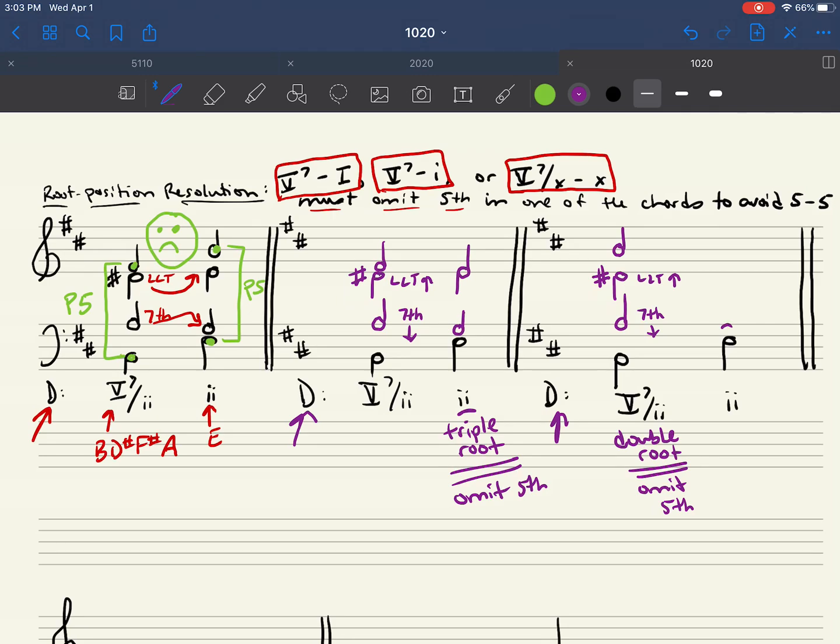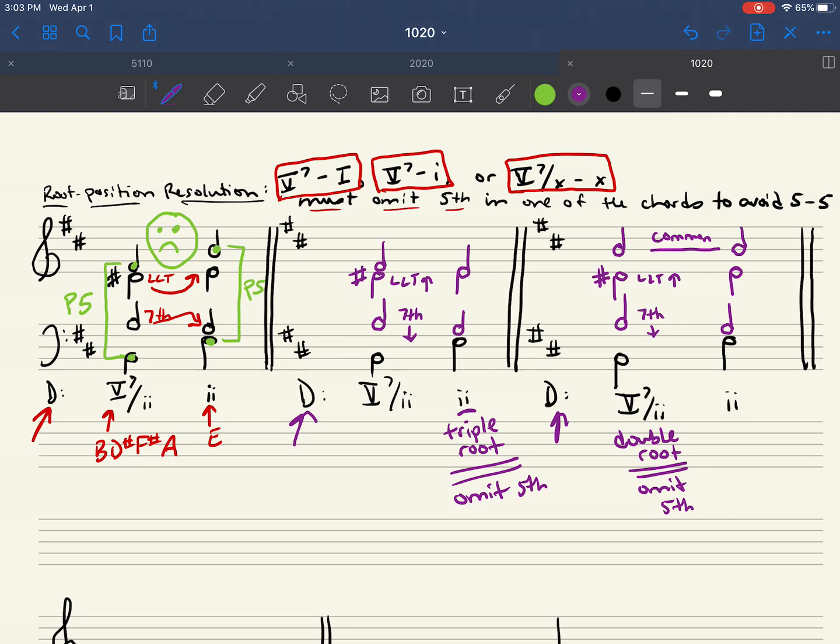By doing this, now I can resolve the seventh of the chord downward in the tenor. I can resolve that D sharp local leading tone up to E, and I can keep my common tone, the B, which is the fifth of my E minor chord.